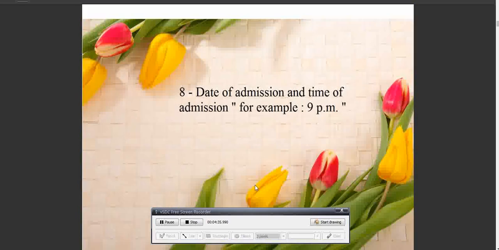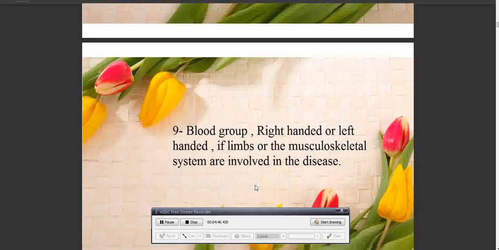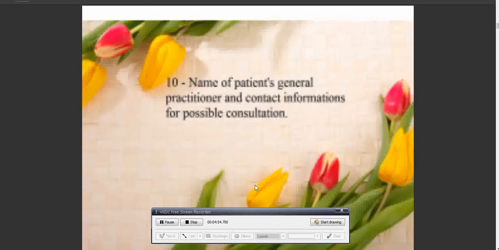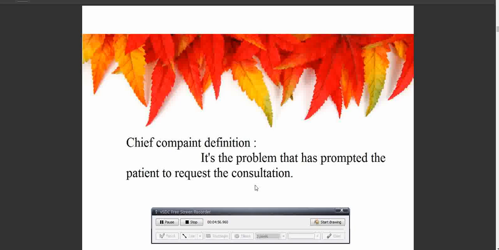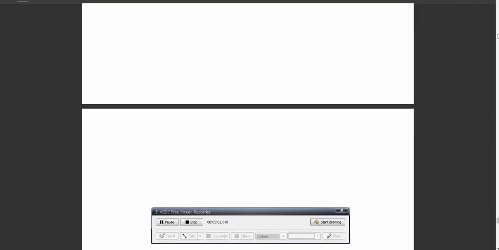Another thing, date of admission and time of admission. For example, that is for inpatient. Inpatient means admission to the ward. So talk about the date of admission and time of admission as well. Away from that, blood group, right-handed or left-handed. You can also note that. If limbs or the muscle system are involved in the disease, also ask about that. So blood group is also a key thing. That one you need to know. I'm sorry, just drop on what I was.